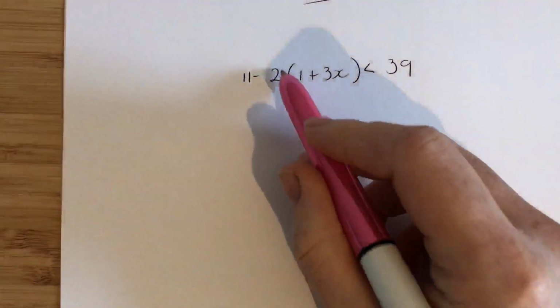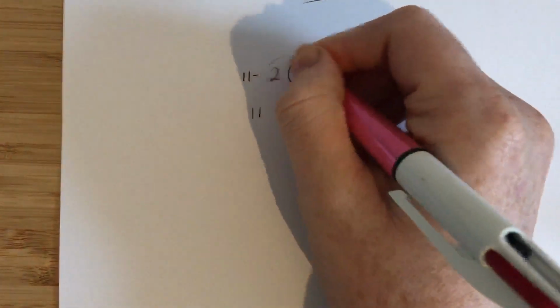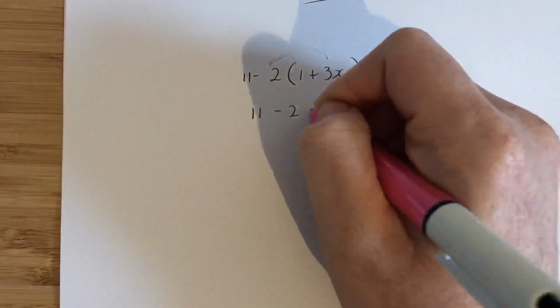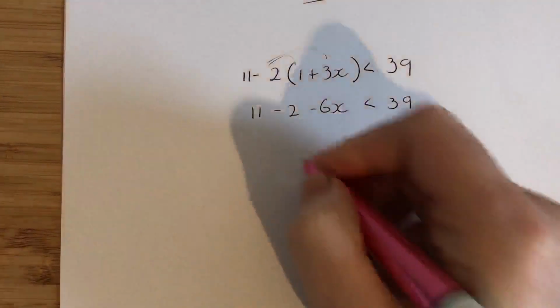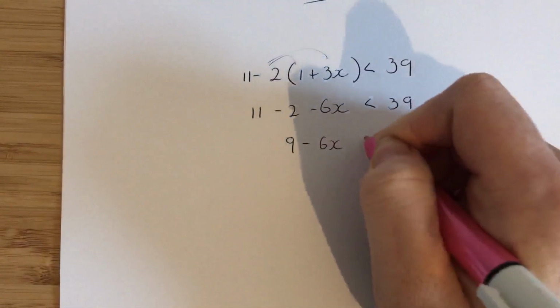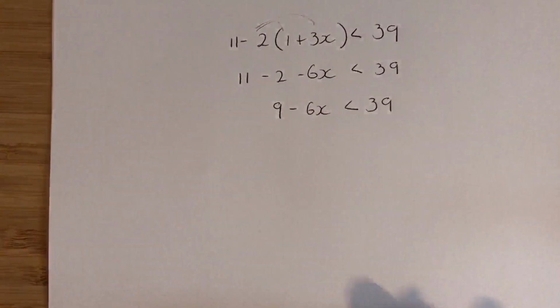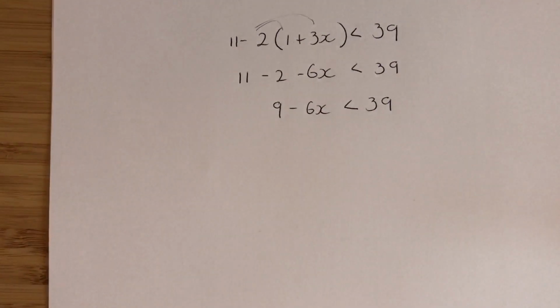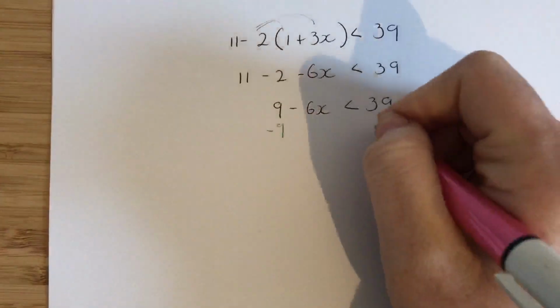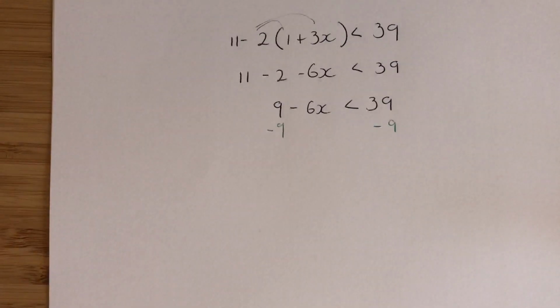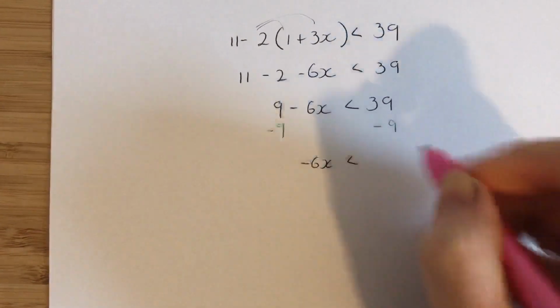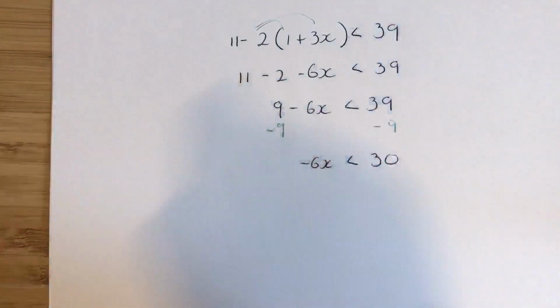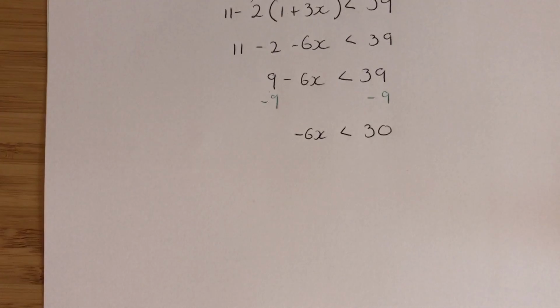So the first thing we're going to do here again is multiply out this bracket. 11 minus 2 minus 6x is less than 39. Just tidying up that 11 minus 2, that's 9 minus 6x is less than 39. So we want x by itself, so we're just going to balance this out. We're going to take the 9 away from both sides of the inequality. On the left-hand side here, 9 take away 9, you're left with the negative 6x is less than 39 take away 9 is 30.